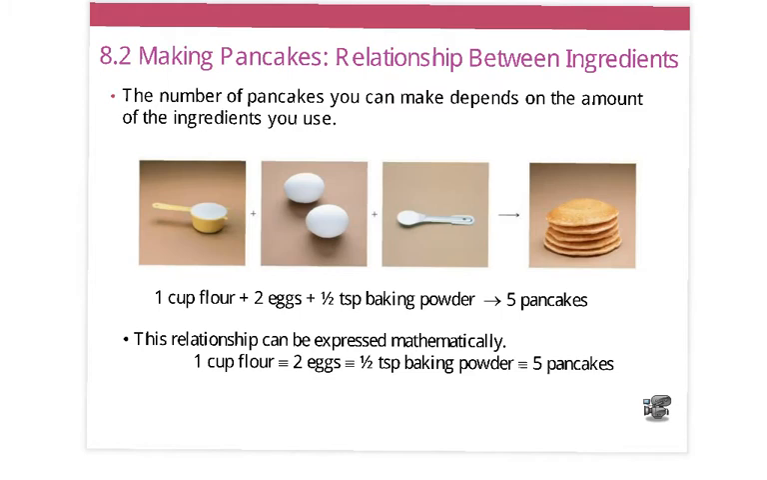Just like when we're making pancakes, the number of pancakes you make depends on the amount of ingredients you use, right? So 1 cup of flour and 2 eggs and half teaspoon of baking powder will make you 5 pancakes. And this relationship can be expressed mathematically to say, okay, well, we know that 1 cup of flour, 2 eggs, half teaspoon of baking powder will give us 5 pancakes.